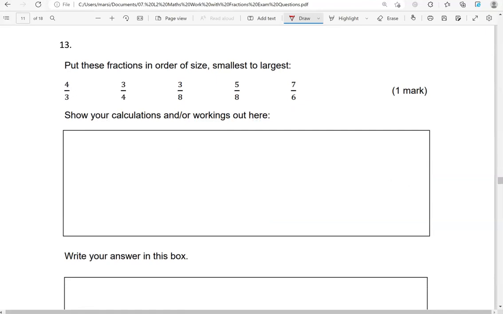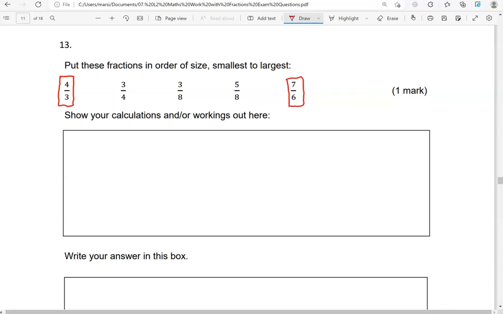Put these fractions in order of size, smallest to largest. So we've got 4/3, 3/4, 3/8, 5/8, 7/6. Show your calculations and the workings out here. So looking at these fractions carefully, 4/3, that's more than 1. So that'll be 1 and 1/3. Also, 7/6 would be more than 1. So this would be kind of the largest ones.